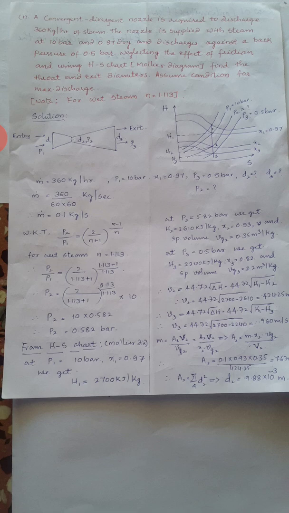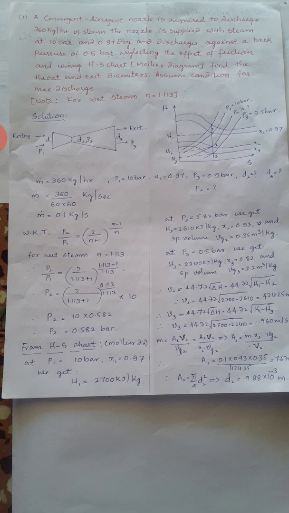P1 is given, that is 10 bar. X1 is the dryness fraction for that particular pressure, that is 0.97. P3 is the back pressure after discharge. It means that it indicates the divergent section pressure, that is 0.5 bar. Then we have to find out diameters D2, D3 and pressure P2, D1.